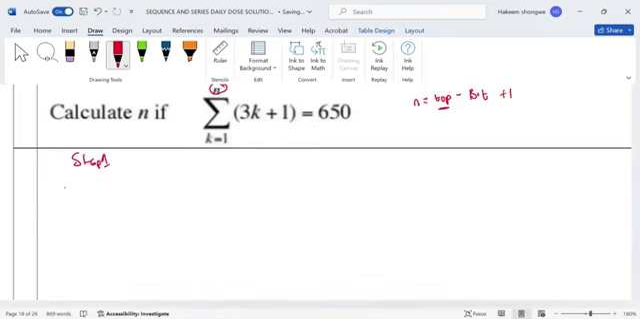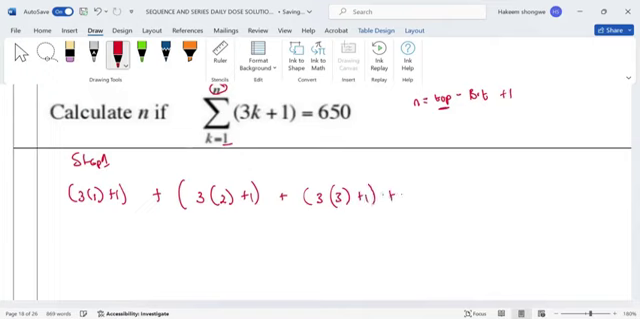So if we expand this thing, what are we going to have? We're going to have 3 multiplied by, this is the value that we substitute to get the first term. So it's 3 multiplied by (1 plus 1), plus 3 multiplied by (2 plus 1), plus 3 multiplied by (3 plus 1), plus dot, dot, dot. Now look at this one.